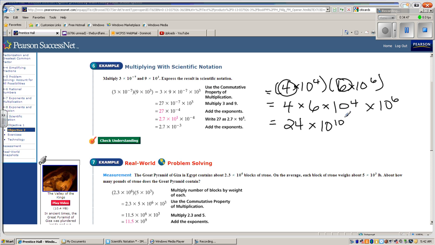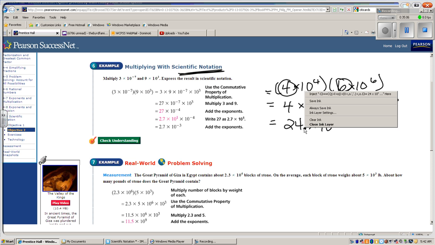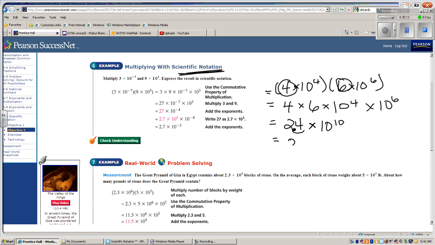Okay, so our task is to write this in scientific notation. Is this in scientific notation? Well, not yet, because this number has to be between what two numbers? Good, 1 and 10. So to do that, our decimal originally starts here. We're going to move it 1 unit to the left. Once we do that, this becomes 2 and 4/10 times 10 to the what power? 11. Excellent.